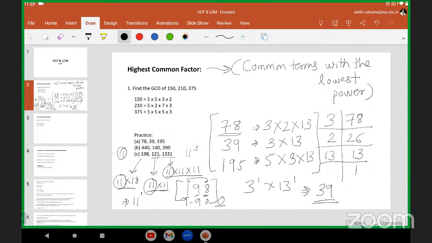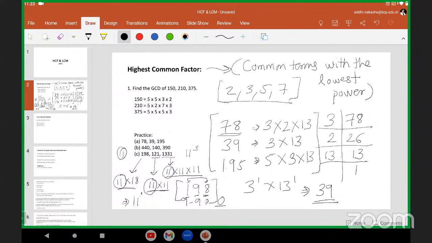So what we have done here is take common terms with the lowest power. For the first thing, factorization, everybody understood why we select 2, 3, 5, 7? Because the others can be factorized again, like 4, 6, 8, 9, 10. They can be factorized into the same numbers, 2, 3, 5, 7. And there are other numbers like 11, 13. But for the base level of one digit numbers, it is always 2, 3, 5, 7. And what we have done is taking common terms with the lowest power.